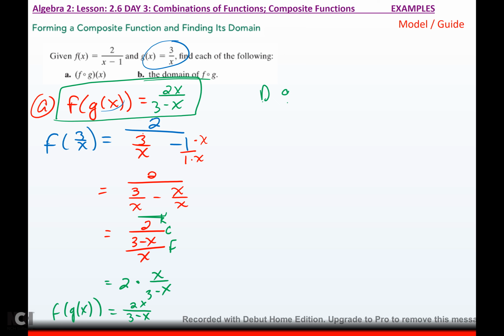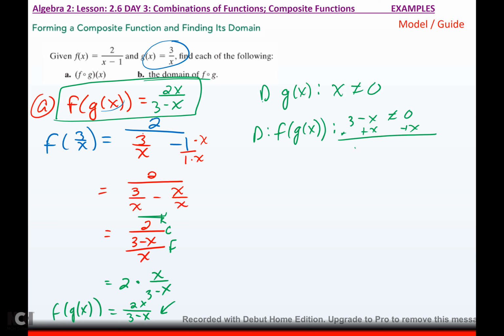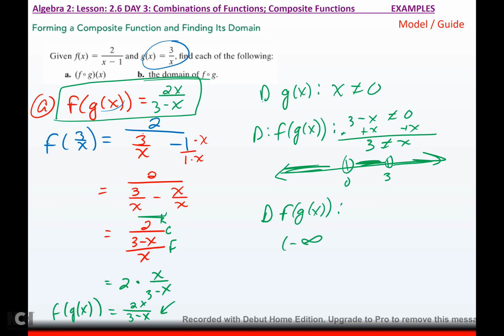Well, first of all, I have to figure the domain of g of x, which would say x cannot be 0. Then I have to find the domain of f of g of x, which is down here, which says 3 minus x may never equal 0. So add x, and I'd get 3 can never equal x. So, if I graph both of these, at 0 there's going to be a hole, and at 3 there's going to be a hole. And I can color everywhere in between, so my domain of the whole composition is negative infinity to 0, union, 0 to 3, union, 3 to infinity. Okay?